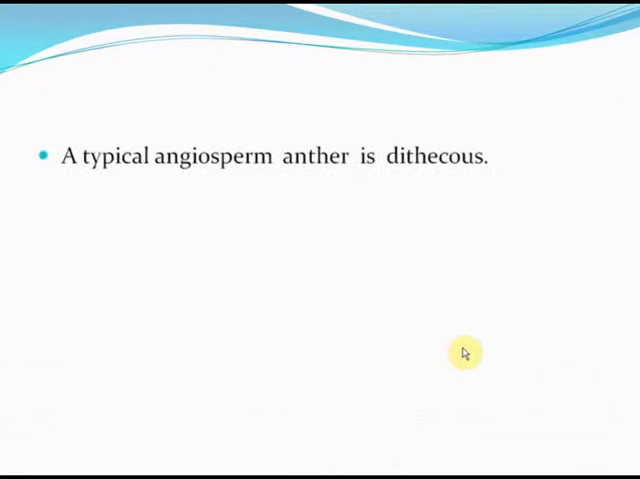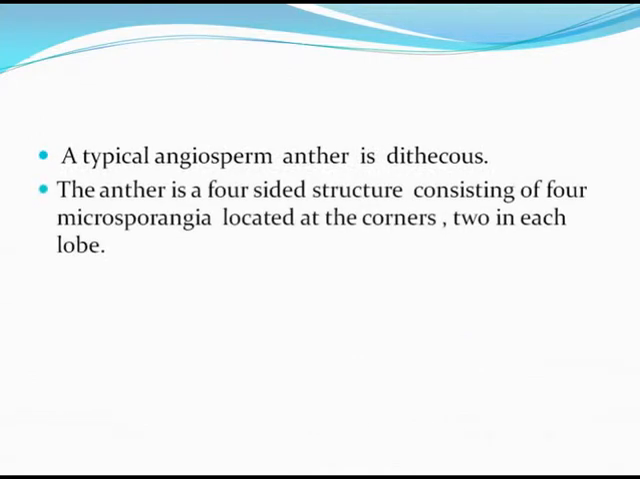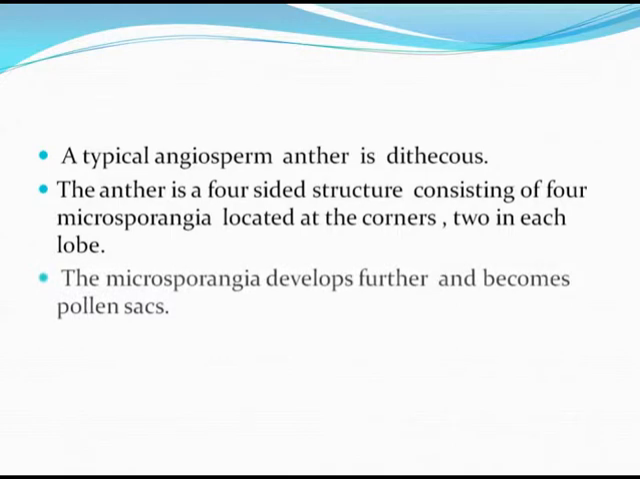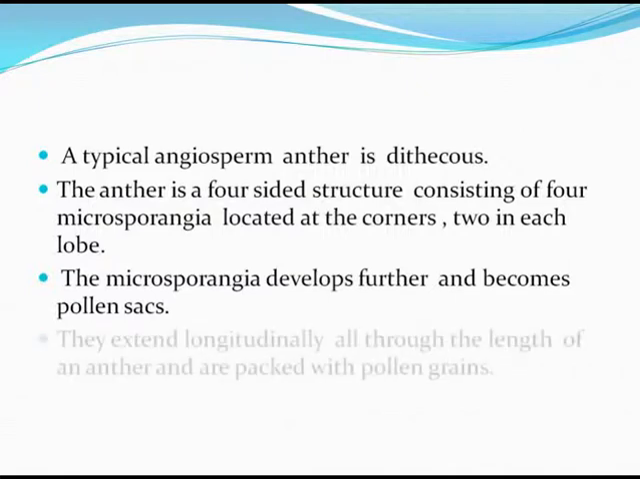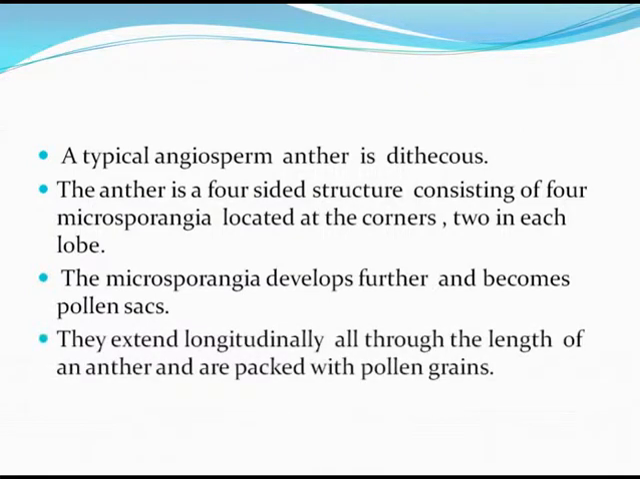A typical angiosperm anther is dithecous. The anther is a 4-sided structure consisting of 4 microsporangia located at the corners, 2 in each lobe. The microsporangia develop further and become pollen sacs. They extend longitudinally all through the length of an anther and are packed with pollen grains.